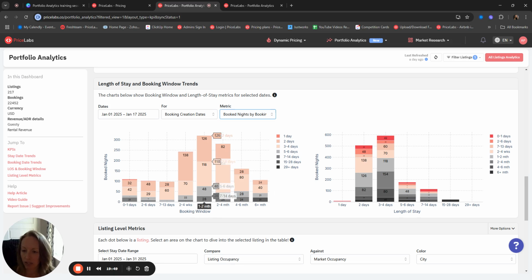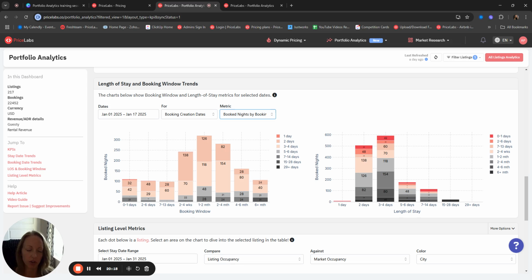So again, you'll see that the most common booking window so far is 1 to 2 months, but it breaks down those lengths of stay for those people that are booking 1 to 2 months in advance. And you'll see a lot of 2 and 3 to 4 day, actually more 2 than 3 to 4, even though 3 to 4 is the overall most common that has come in. So it's kind of interesting when you break down the data that way.